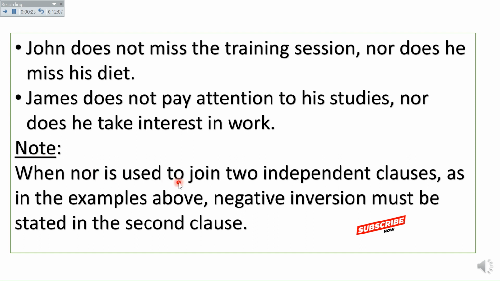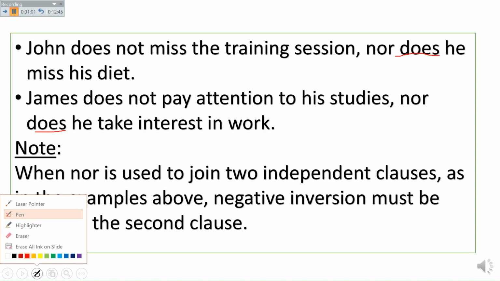Note, when nor is used to join two independent clauses, as in the examples above, negative inversion must be used in the second clause. That is the negative inversion, meaning interrogative word order. Same thing in the last example. When nor is used to join two independent clauses, we use negative inversion in the second clause. That's what you need to remember, guys.